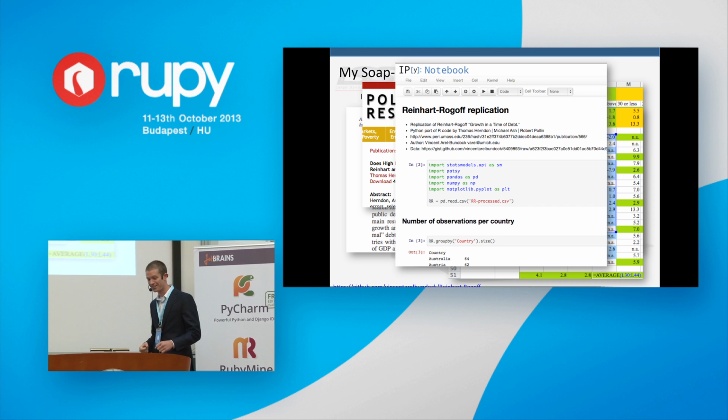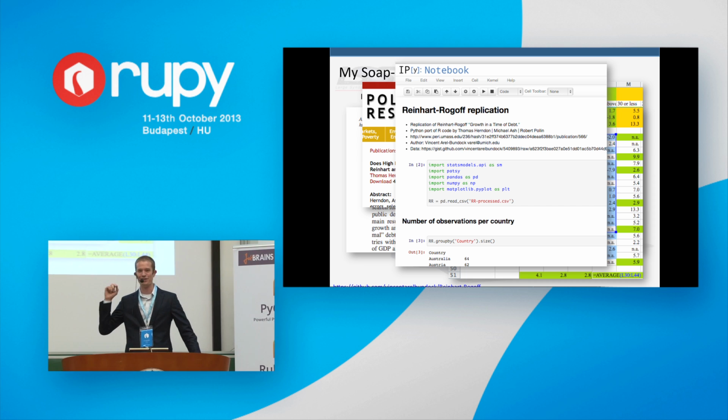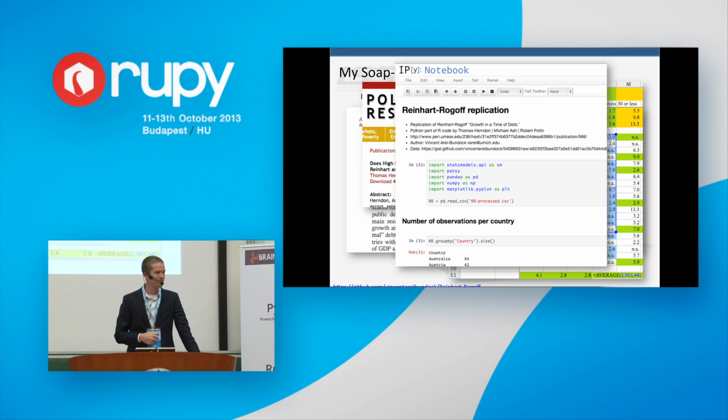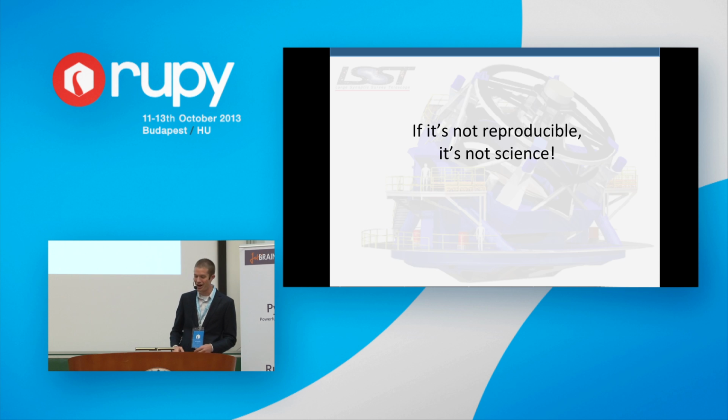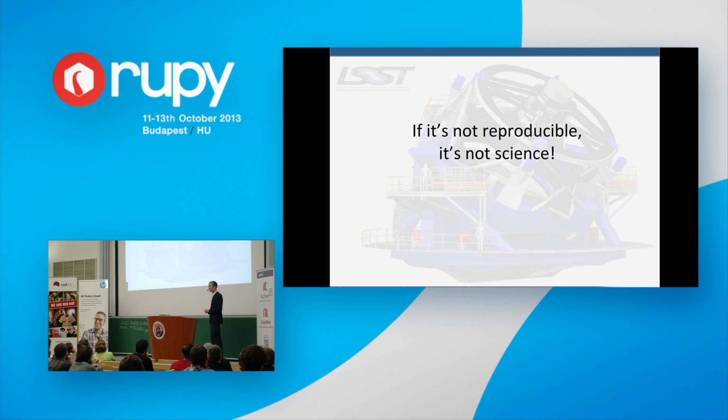So my claim is that if people adopted the IPython notebook or a similar platform and published the results in a way where the reader could rerun code and reproduce what's going on, we would be in a much better place in many, many scientific fields. So this is my claim that I like to make: if it's not reproducible, it's not science. So you've got to be doing your stuff reproducibly.